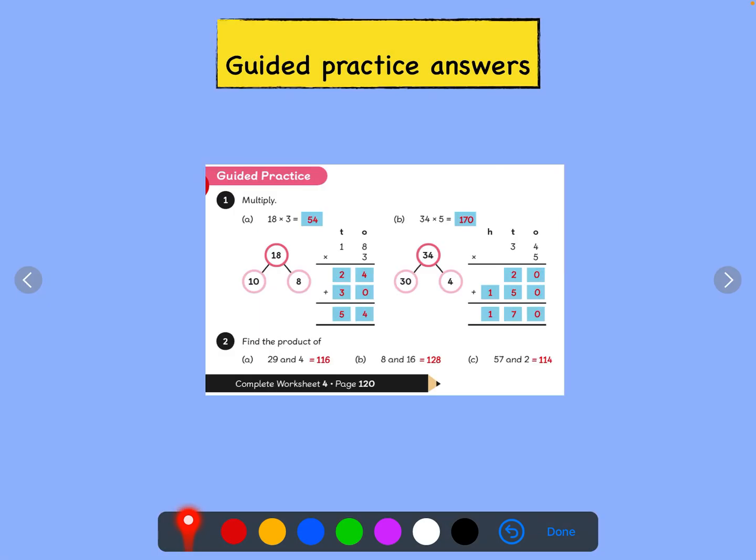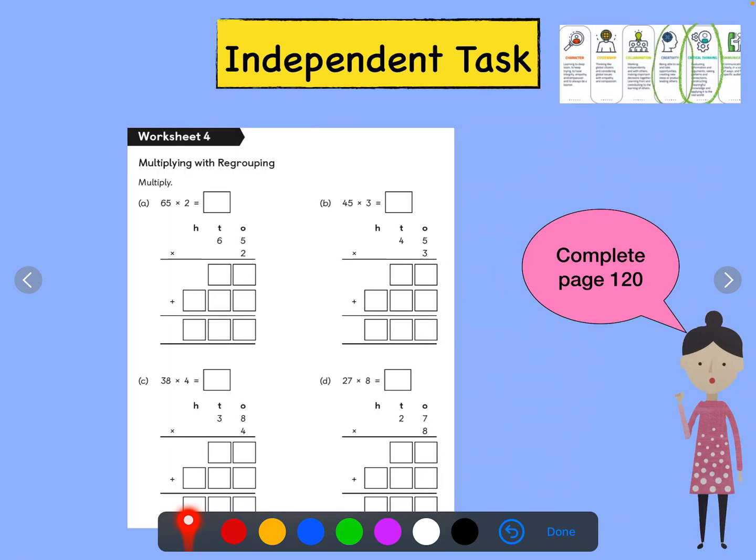When you are finished, check your answers on this sheet. When you have finished your guided practice, you're going to go to your independent task and you're doing the exact same thing that we have been doing this lesson.